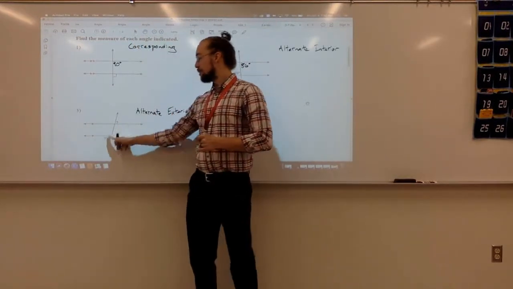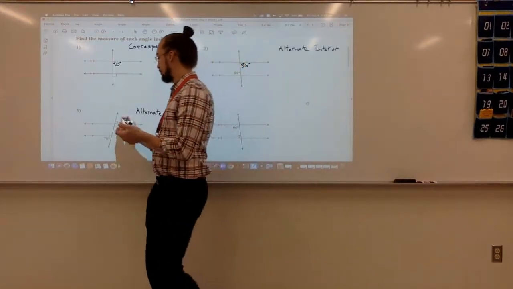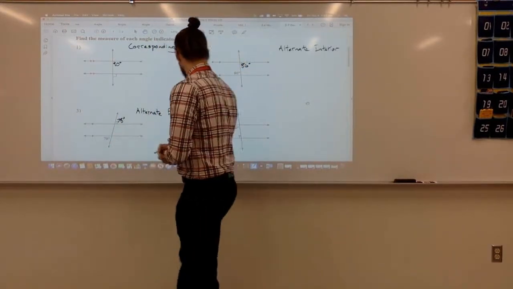Yeah. So these two angles are equal to each other, right?